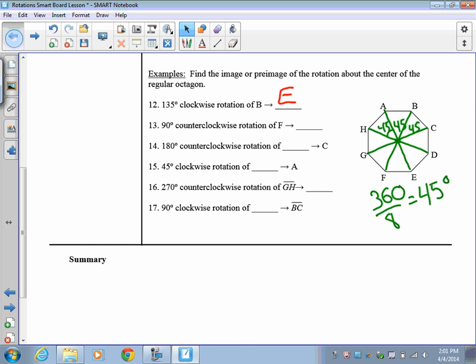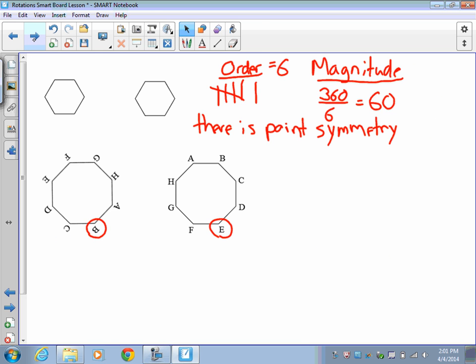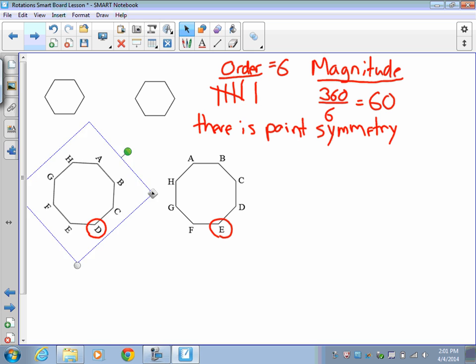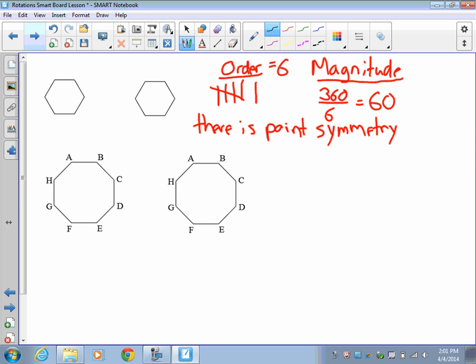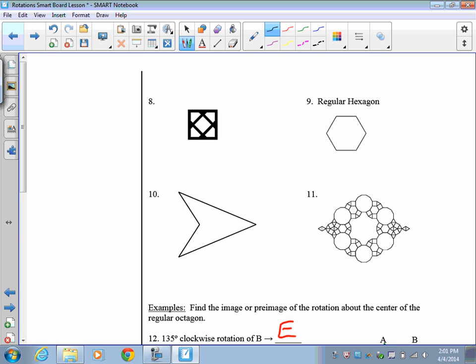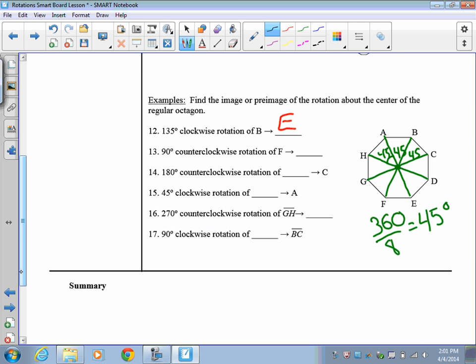We can do the same thing with all of these letters. Or we can just kind of count. That'd probably be the easiest way to go. So if I want to go 90 degrees from F counterclockwise, E would be 45, D would be 90. So D would be the correct answer. That's how I recommend you do these, but if you're a much more visual learner, perhaps you can spin things around. It would help you out.